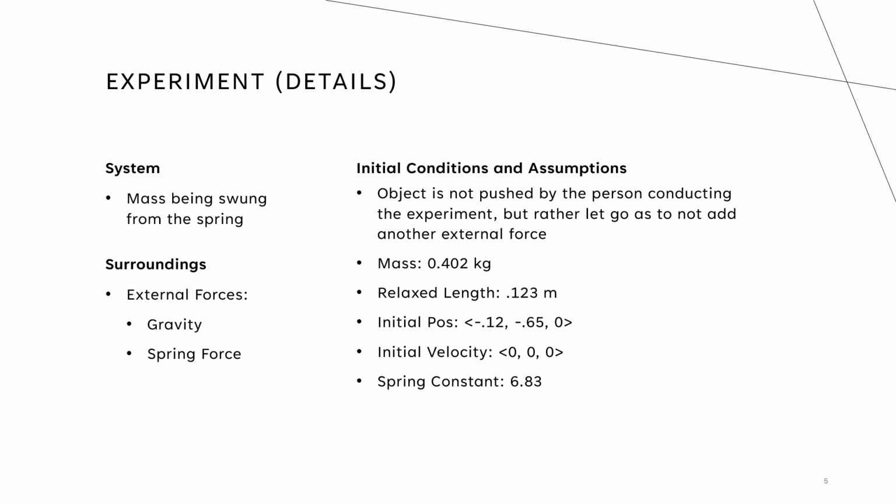For our initial conditions, the mass is 0.402 kilograms, the relaxed length is 0.123 meters, the initial position is negative 0.12 in the x component and negative 0.65 in the y component, no initial velocity as I mentioned earlier, and the spring constant is 6.8.